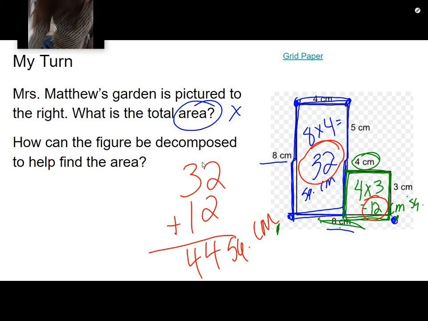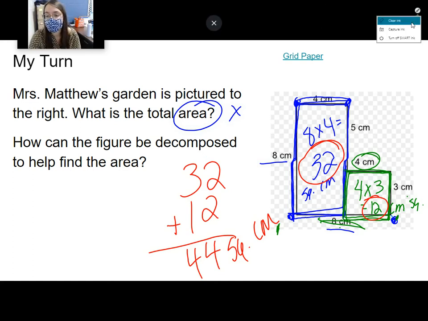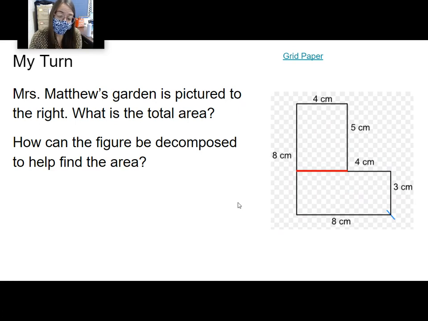Okay? But that's not the only way to do that question. That's just one way. One way is to decompose. Another way that I can solve it, and I'm going to solve it the opposite way. So last time, remember, I split it from here to here. I'm going to split it this way now. I'm going to show you that you can also use square tiles to help you.